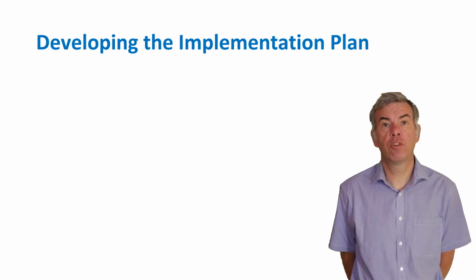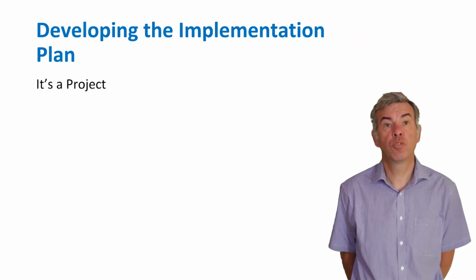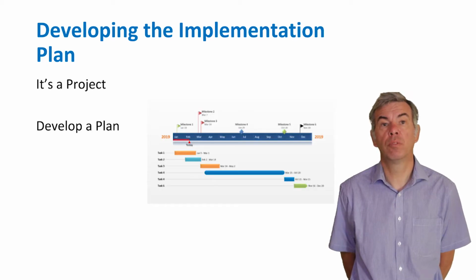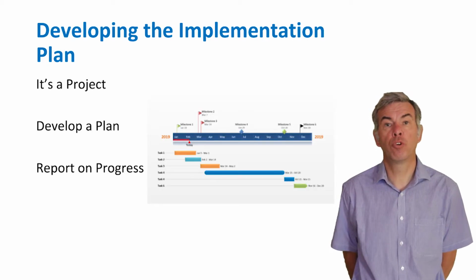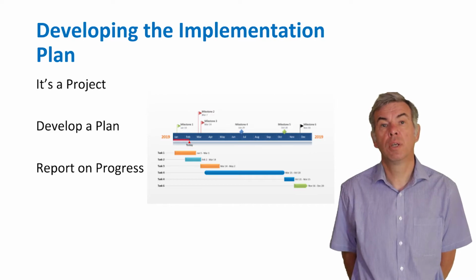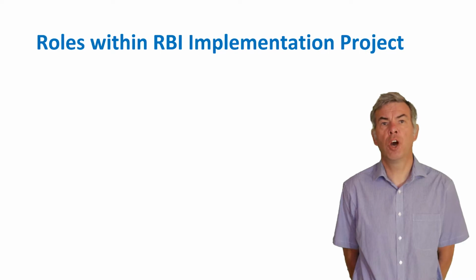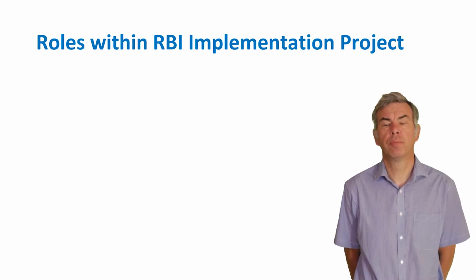The implementation of a risk-based inspection programme is still a project. As with any other project, a project plan with timescales should be developed. The progress of the project should be reported on a periodic basis, and key performance indicators should be used to measure progress. In that way, roadblocks or issues can be identified and resolved quickly. Next, I want to cover the roles within the RBI Implementation Project.